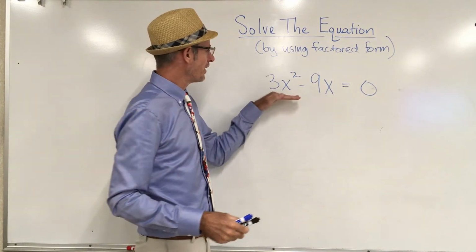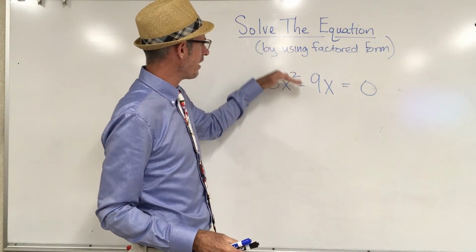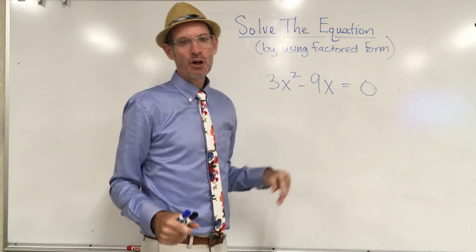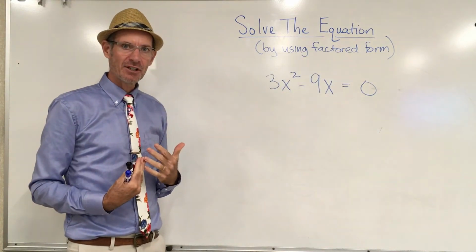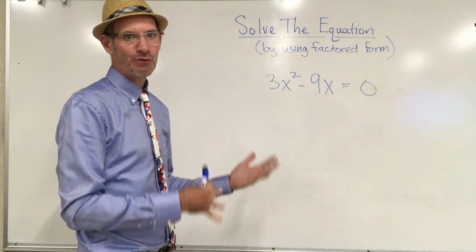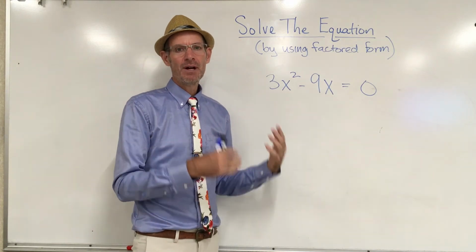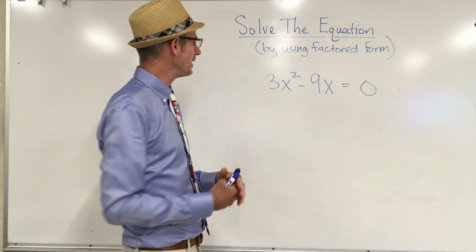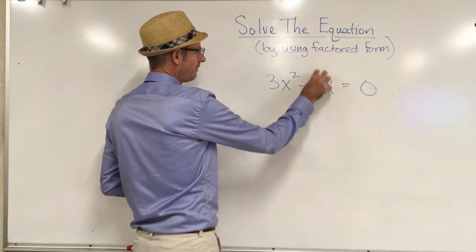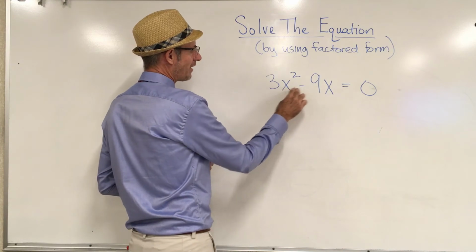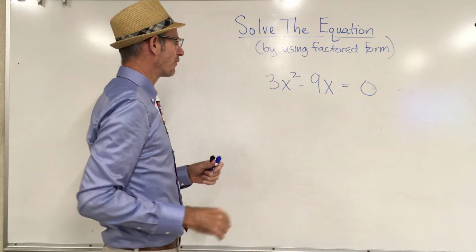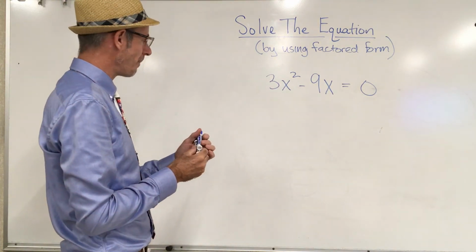On this problem, we're going to solve the equation 3x squared minus 9x equals 0 by using factored form. So we're going to take out the greatest common factor and have parentheses and have a problem that now is in factored form. When the problem is in factored form, we're going to know how to find the solution. So we start out and we take this side of the equation, and in order to find out what values of x will make this side of the equation equal 0, we need to put it in factored form, which means we need to find the greatest common factor.